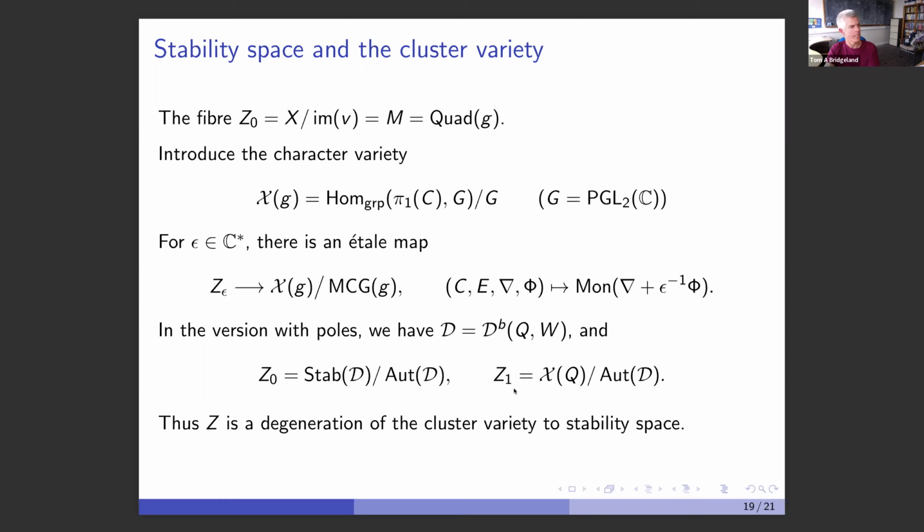I mean, it's often been said, and it's kind of clear, that the space of stability conditions is a bit like a sort of tropicalization of the cluster variety. And maybe this is related to that, but I don't have a good understanding of this yet.